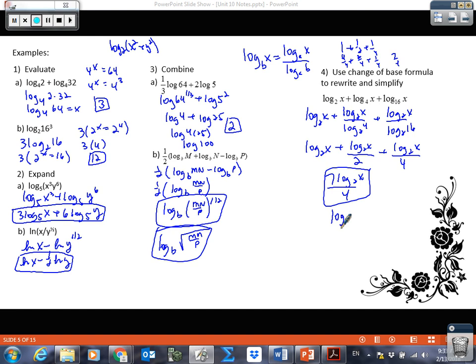Our other option would be log base 2 of x to the 7/4. And that's perfectly fine. Okay? If our instructions were to condense, we definitely would want to do this one. But our instructions are to simplify. So either of these works. Okay? So how are we? We ready?